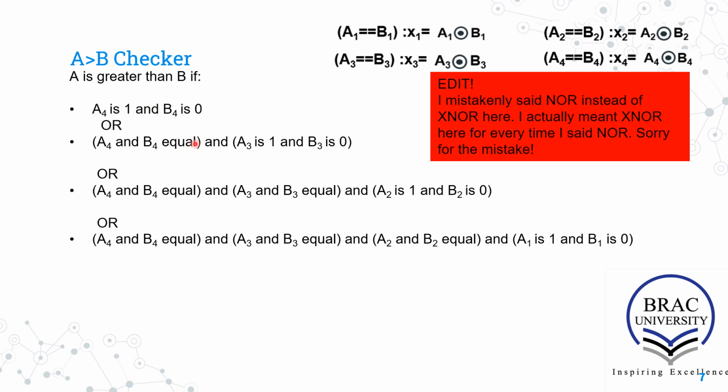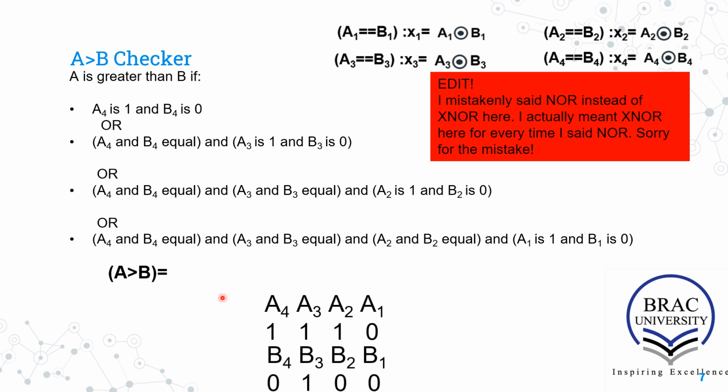So let's first translate this. So a4 is 1 and b4 is 0. So now we will write the equation for a greater than b. So a can be greater than b if a4 is 1 and b4 is 0. So if you translate this to a Boolean term, it will be a4 and b4 bar. So this is the first term of our equation.